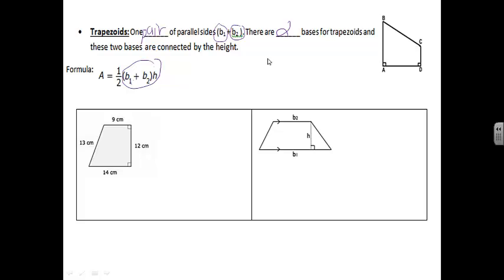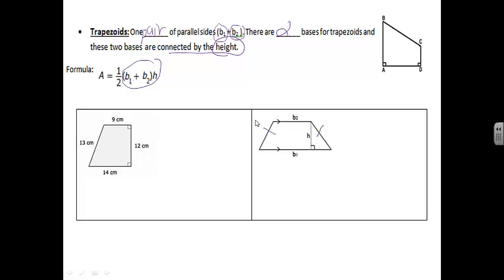So there are 2 bases for trapezoids, and these 2 bases are connected by the height, okay, which we're looking for in our formula. So let's do this one first because I think it's a little bit easier to see, okay? This is called an isosceles trapezoid because these 2 are the exact same size, okay? Which, you know what an isosceles triangle means, 2 sides are the same.